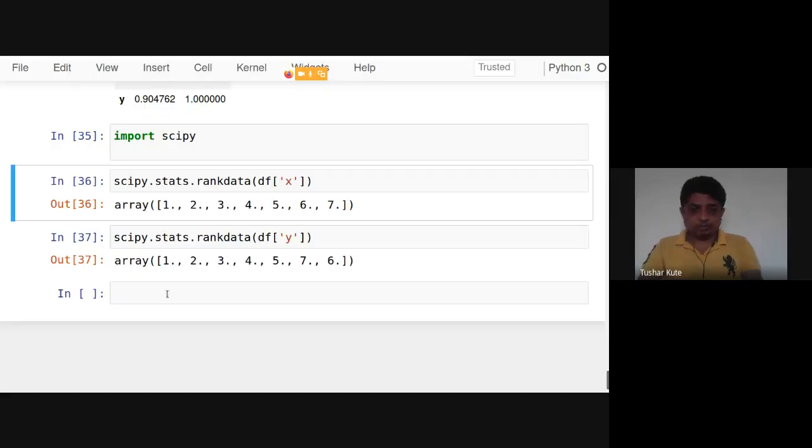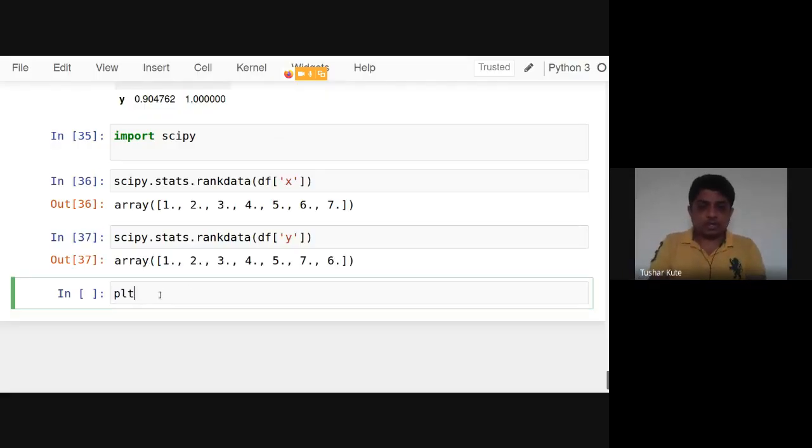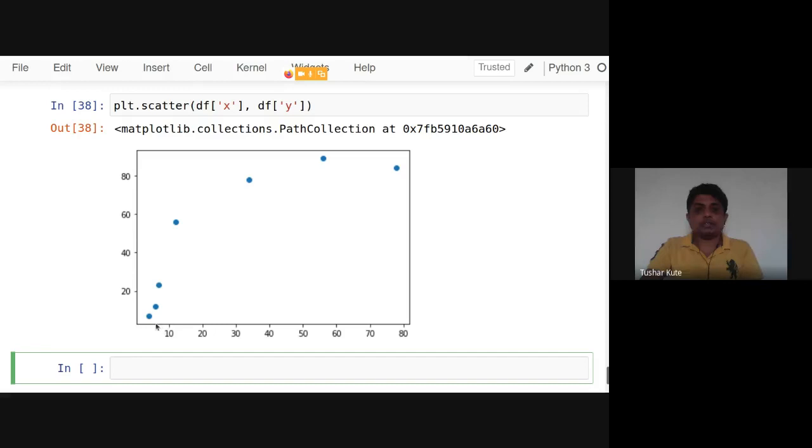If you want to plot this, I'm using plt.scatter, with x from df on the x-axis and y from df on the y-axis. You can observe it now. This is how the data is present. It's actually a special case of polynomial regression. It's not having a line. We can check. They are connected, but exact linearity is not there.